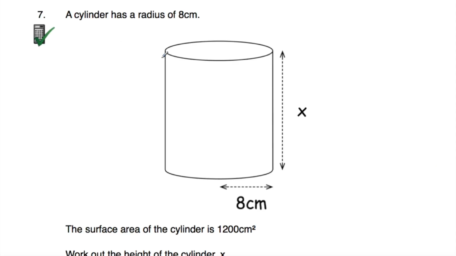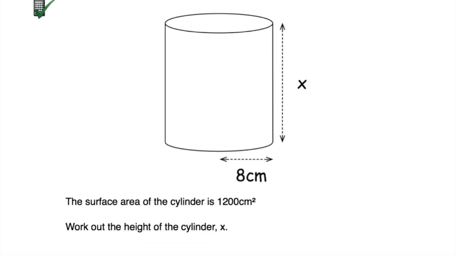So question number 7 says a cylinder's got a radius of 8 centimeters. And we've got this diagram here of our cylinder with a radius of 8 centimeters and a height of x. And then if we go on down, we're told the surface area of the cylinder is 1,200 centimeters squared. And we've been asked to work out the height of the cylinder, x.